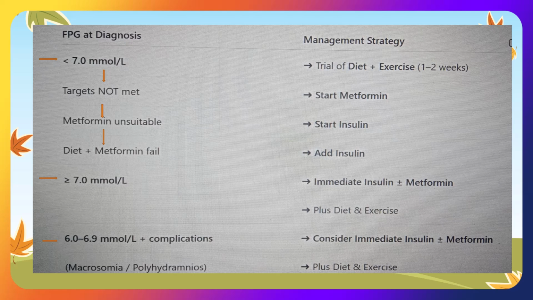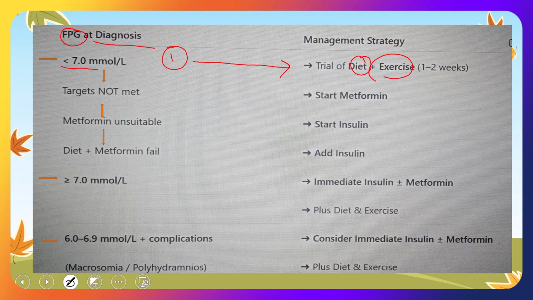Now I need the attention of all the OBGYN students and doctors on this slide because this is very important. You can note that in the NICE guideline it is given about the fasting blood glucose at diagnosis. We are not here talking about 1 hour or 2 hour. We are talking about fasting plasma glucose at diagnosis, and in light of that what is the management strategy. The first case is that if the fasting plasma glucose level is less than 7.0 millimole per liter, we are going to offer a trial of diet and exercise for 1 to 2 weeks.